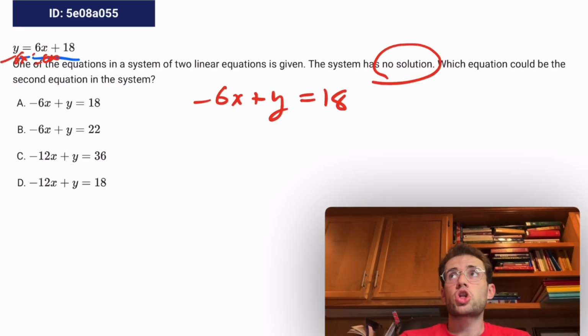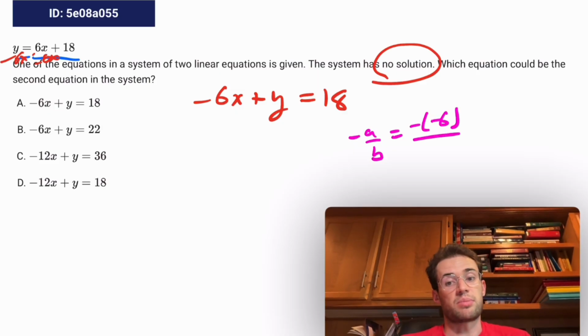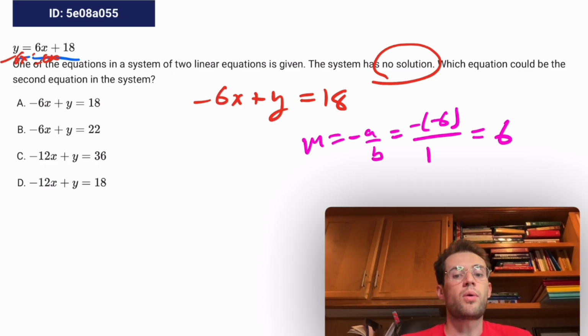Because the slope of a line written in standard form would be negative a over b. So for this original line, that's negative 6, so it ends up being positive 6, over 1y, right? So negative negative 6 over 1 is 6. Right, so the slope we want to be 6.